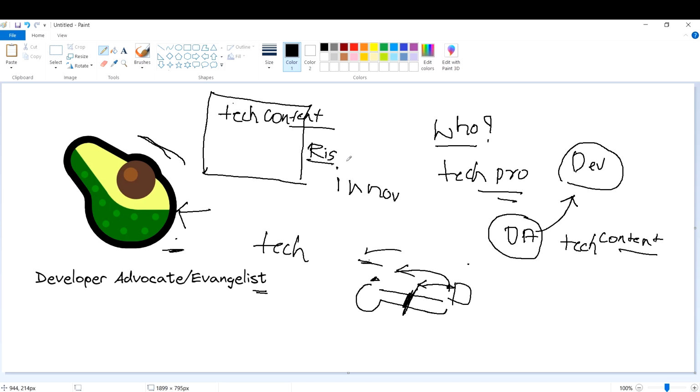They will also collaborate with cross-functional teams. Developer advocates work closely with cross-functional teams such as engineering, product management, and marketing to ensure that the company's products and services meet the needs of developers. They also provide feedback on product features and provide insights on developer trends and needs. And this is the cool thing that I like about the developer evangelist.